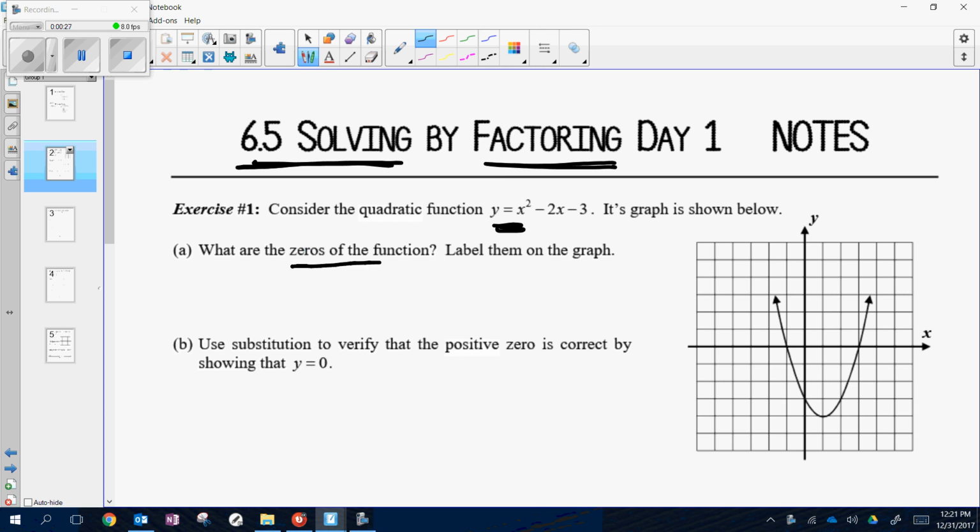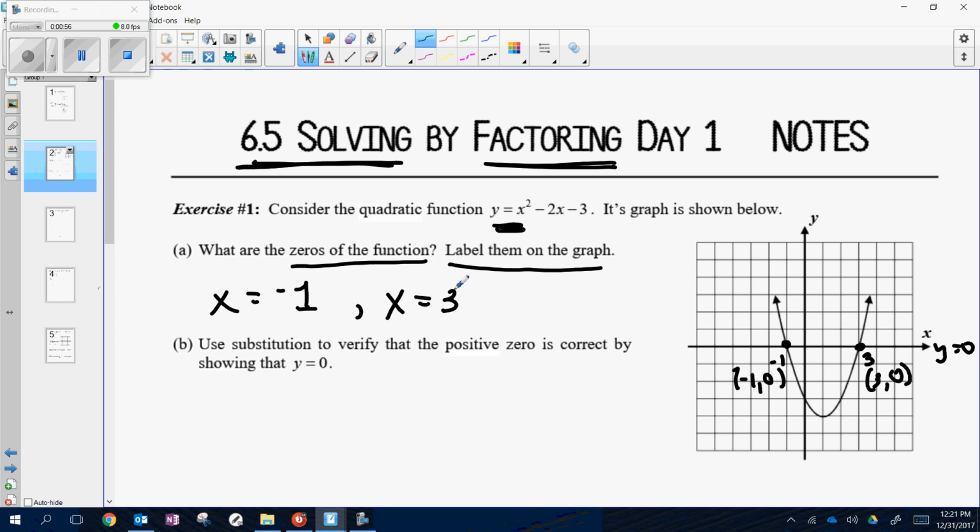What are the zeros of this function, x squared minus 2x minus 3? Label them on the graph. You're looking at a graph already done for you, x squared minus 2x minus 3. The zeros are at -1 and 3. The zeros are where y is equal to 0. So (-1, 0), (3, 0). So x equals -1, x equals 3.